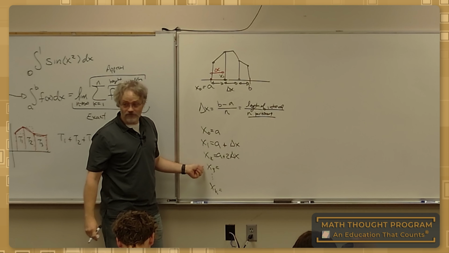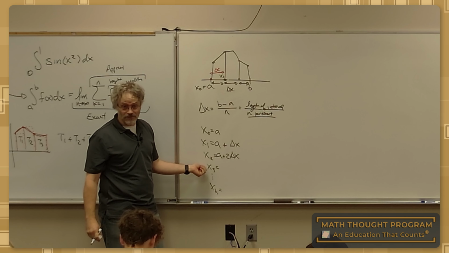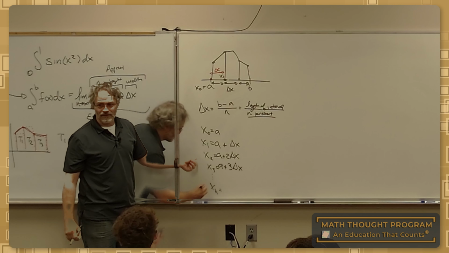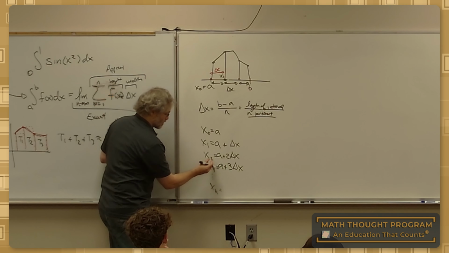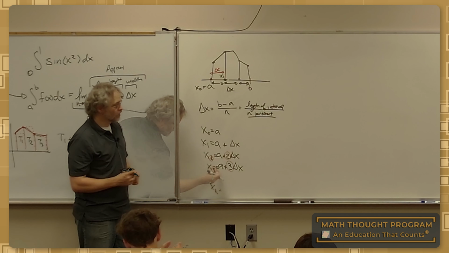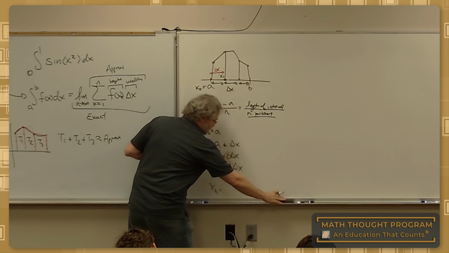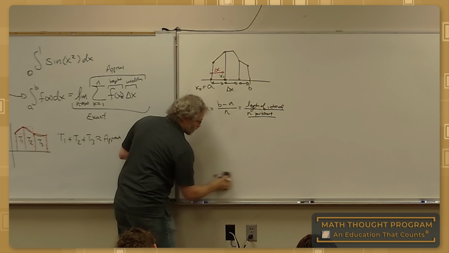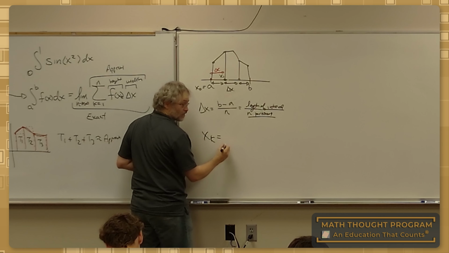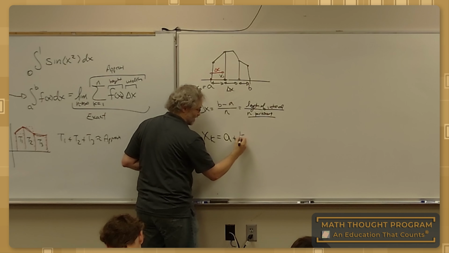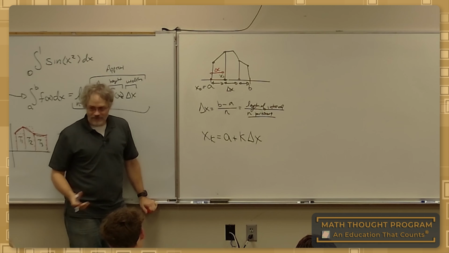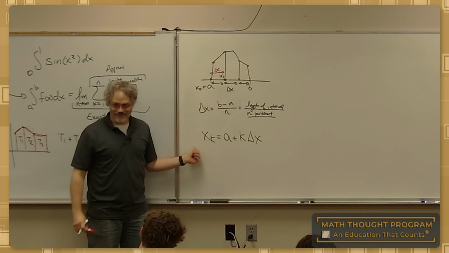If I want to go to the third one, x3, I'm going to go 1, 2, and then 3 delta x's. What's the pattern? Look at the index. Look how many delta x's you're doing. So I can collapse this whole thing down, and it gives me a really nice formula. It says x of k is going to be nothing more than the very first term, a, plus k delta x. Okay, so I took everything and packaged it up nice and tidy in this nice little identity.